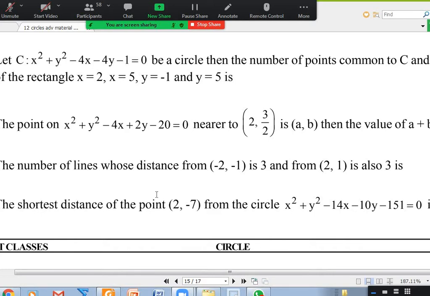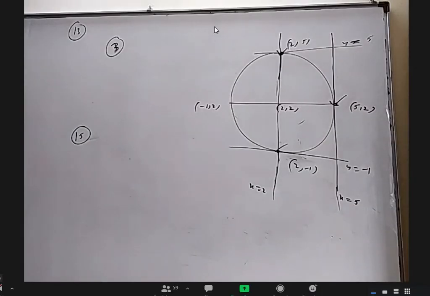What are the 2 circles? One is a circle with minus 2 comma minus 1 as the center and 3 is the radius. Another one is 2 comma 1 as the center and 3 is the radius. Okay, for these 2 circles, how many common tangents are there? Here they give the same radius, they don't have to give the same radius.